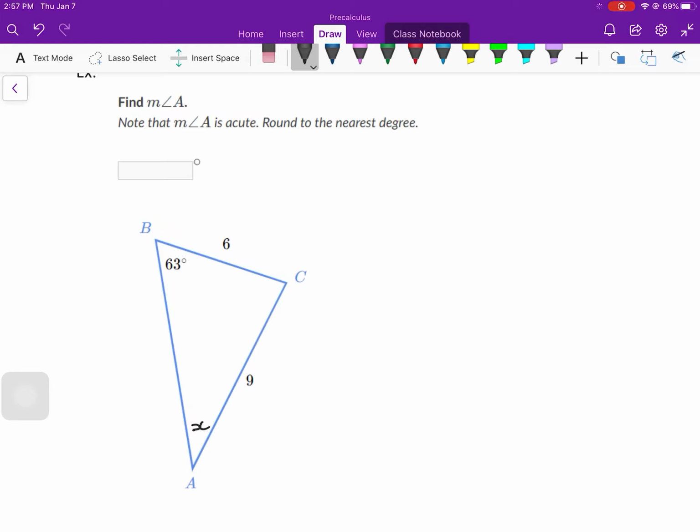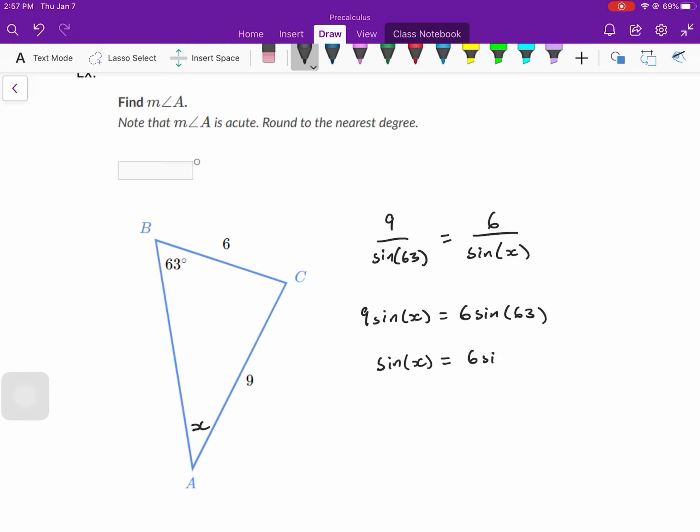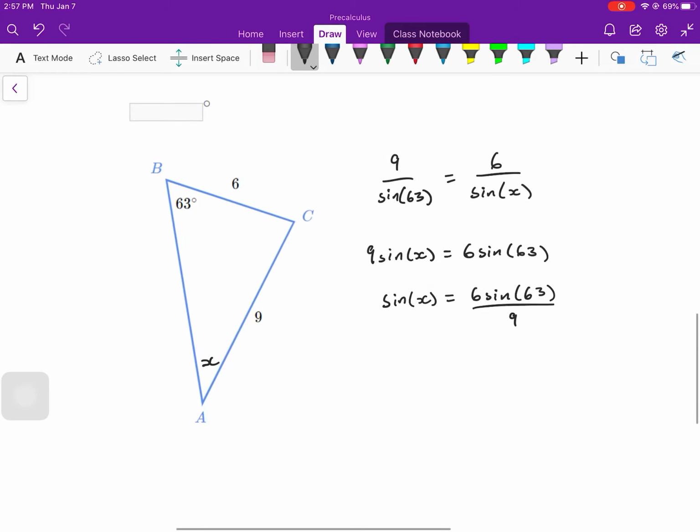A is what we're looking for. So we're going to do 9 over sine of 63 equals 6 over sine of x. Cross multiply. Now check this out. X is stuck inside of the trig function, right? So let's divide by the 9 and get the trig function all by itself. We could actually simplify that. Now, how do we get x by itself?